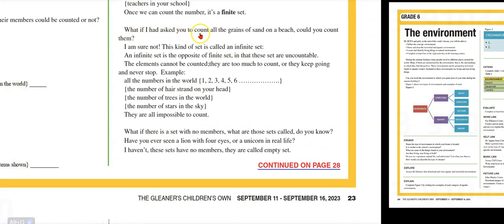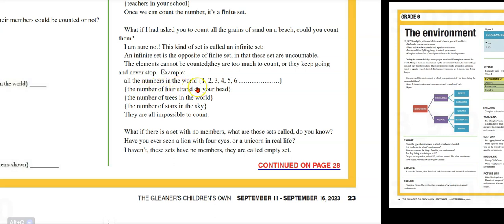What if I asked you to count all the grains of sand on a beach? Could you count them? I'm sure not. This kind of set is called an infinite set. An infinite set is the opposite of a finite set in that these sets are uncountable. The elements cannot be counted, or they are too many to count, or they keep going on and never stop. Some people would say there's no practical reason for counting them.